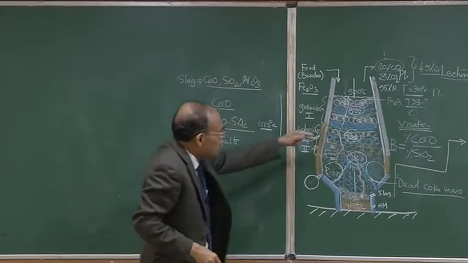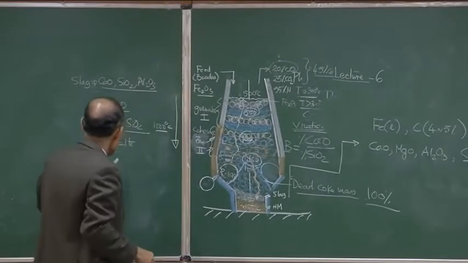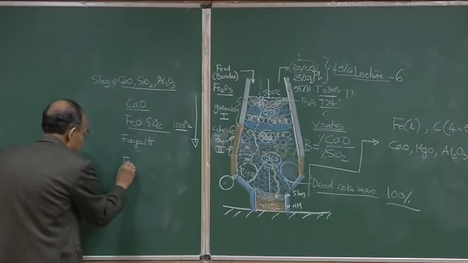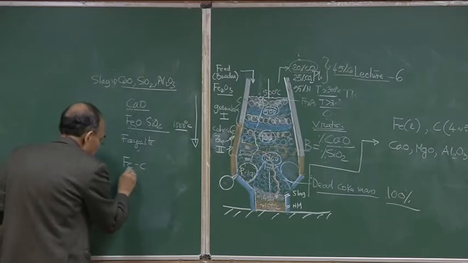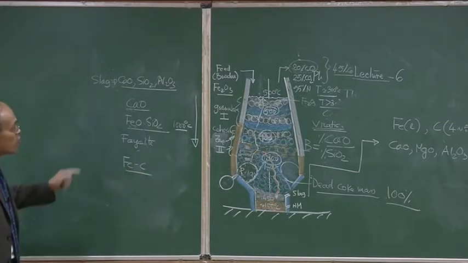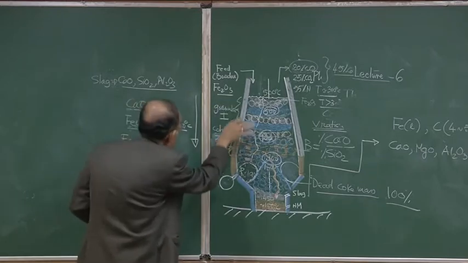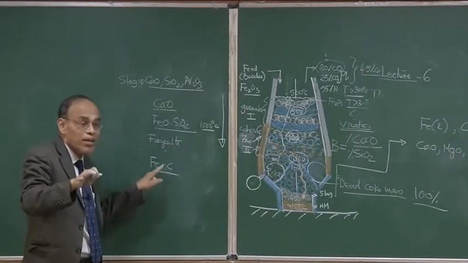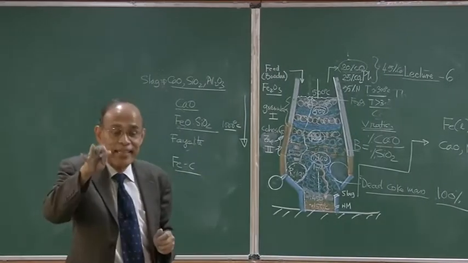So, the slag becomes liquid, then your solid iron, which is still there, absorbs carbon, gets carburized and forms FeC. So, these are all happening beyond the granular zone. Iron gets carburized, and as a result, the melting point of iron decreases.